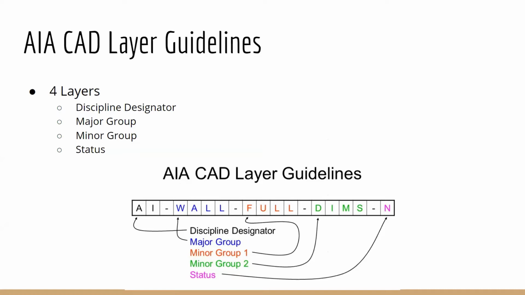An example of the CAD layer name is shown in the image below, which is A-I, wall, full, dims, N. And as seen, each section of the layer represents the 4 different layers. The full AutoCAD layer name being represented is architectural interior for the discipline section, wall for the major group, full for the minor group 1, dimensions for the minor group 2, and new work for the status.